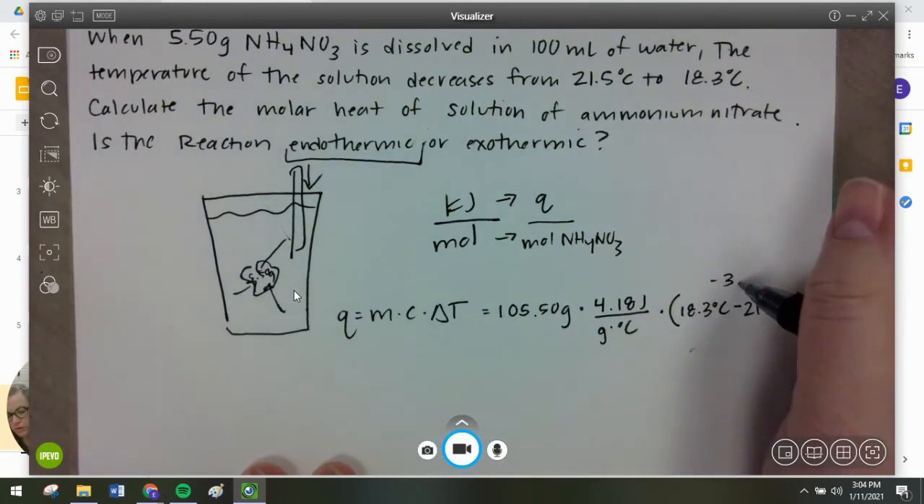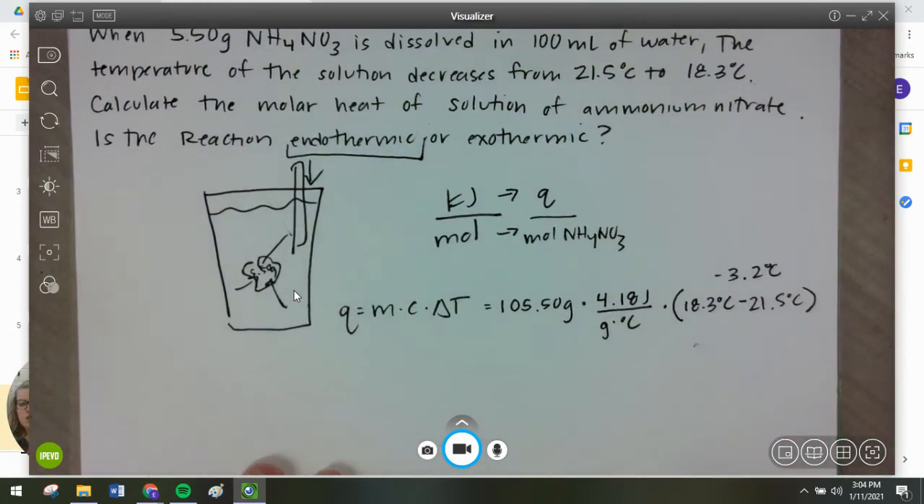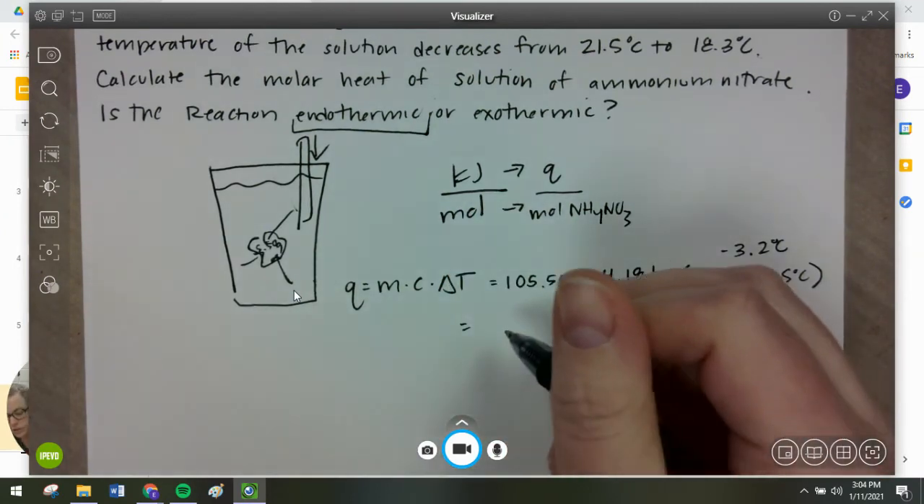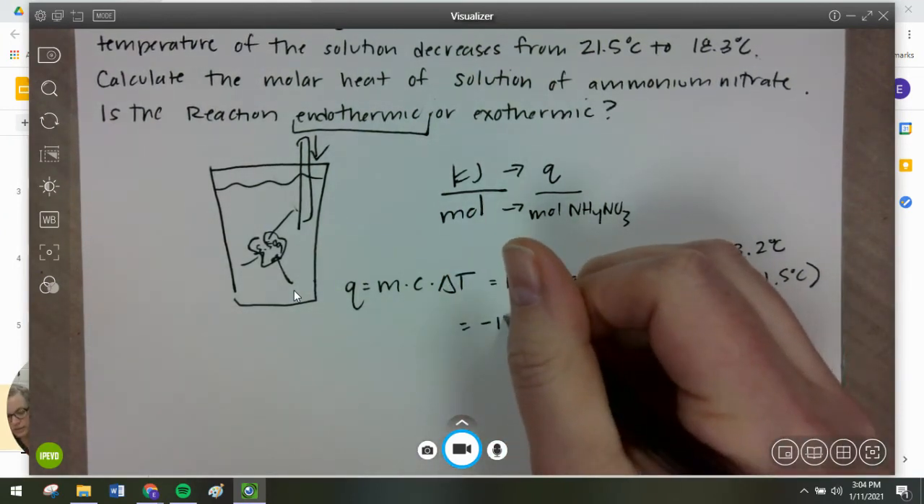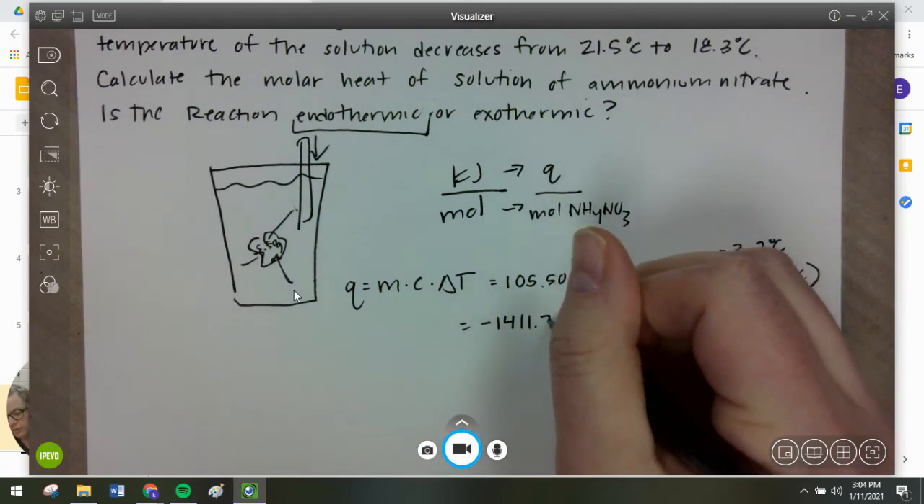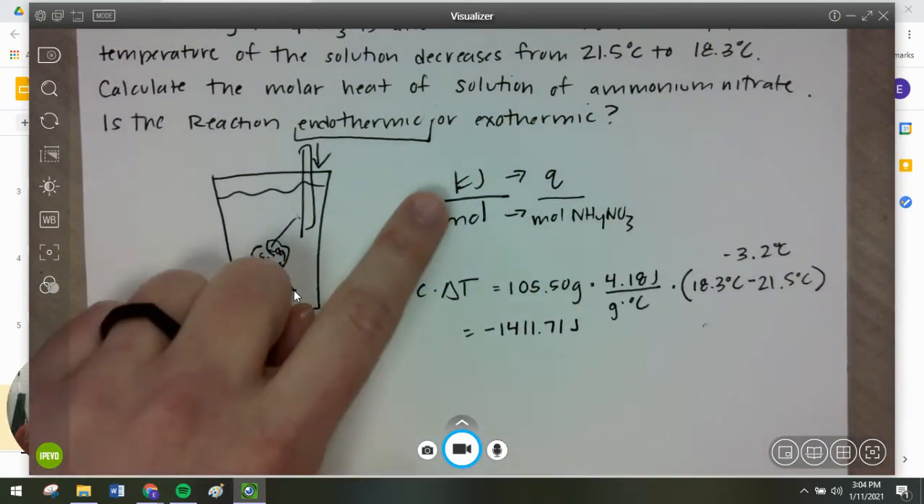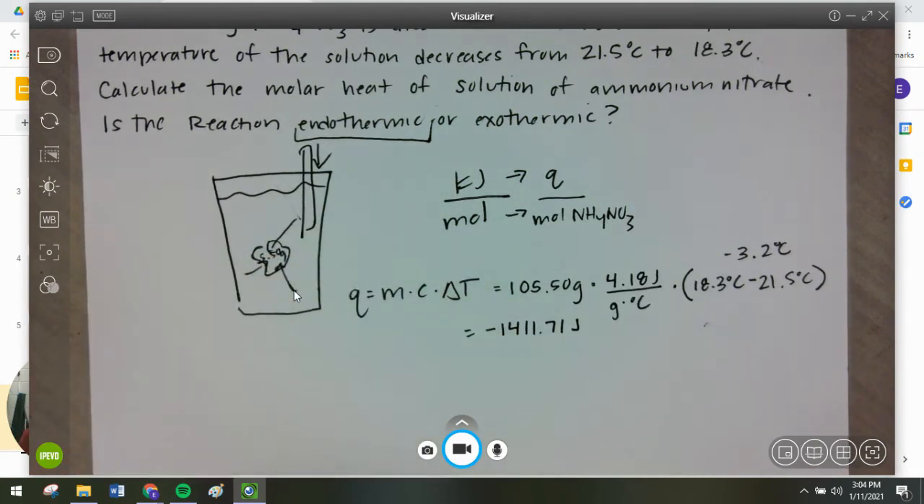We actually drop 3.2 degrees Celsius. So when I put these into my calculator, I am going to get an energy change of negative 1,411.71 joules. Now we got to get this into kilojoules here, right? But here's what you have to think about, and this is weird.